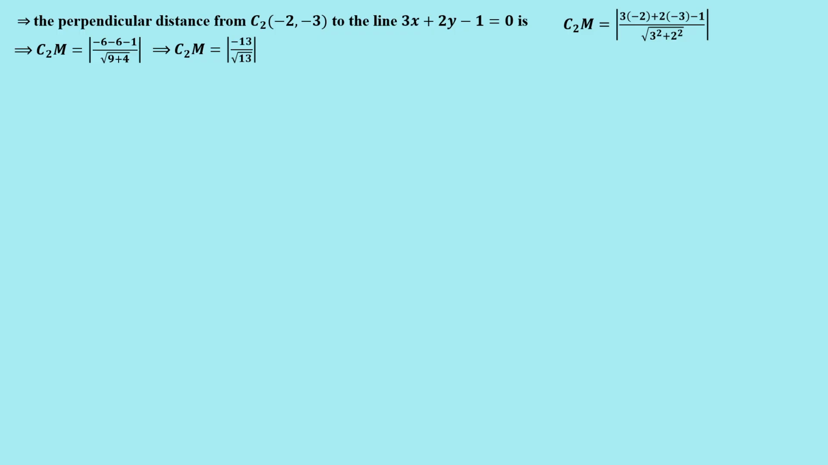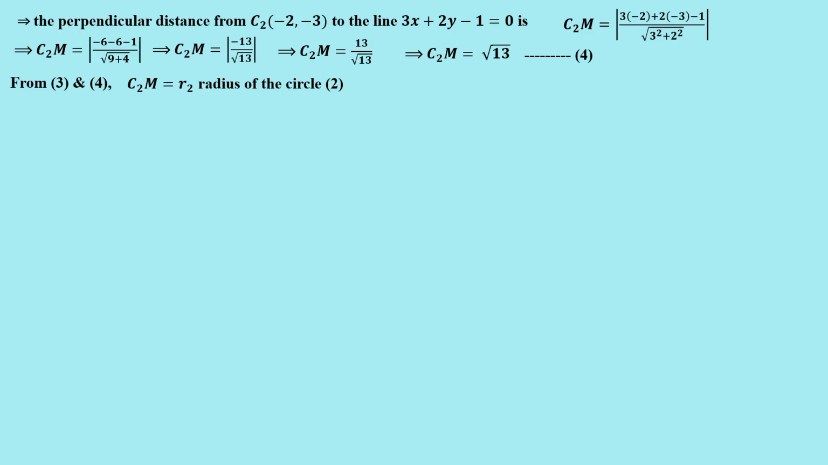So 13 and root 13 get cancelled. In the numerator you will get root 13. So minus root 13, taking modulus, you will get plus root 13. Therefore the length of the perpendicular from the center is equal to the radius of the circle 2. Therefore this tangent line touches the circle 2.